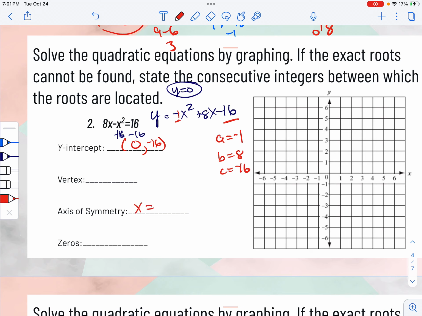So axis of symmetry, let's find that, and the x value of our vertex by doing x equals negative b all over 2a. Opposite of b, that'd be negative 8 all over 2 times a, which is negative 1. So this is negative 8 over negative 2. That's going to be positive 4. So put a 4 right there. And I'm going to put my axis of symmetry in here at 4. X equals 4. It's just a vertical line right there.